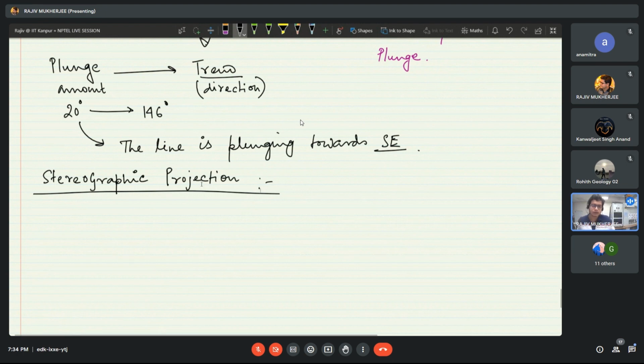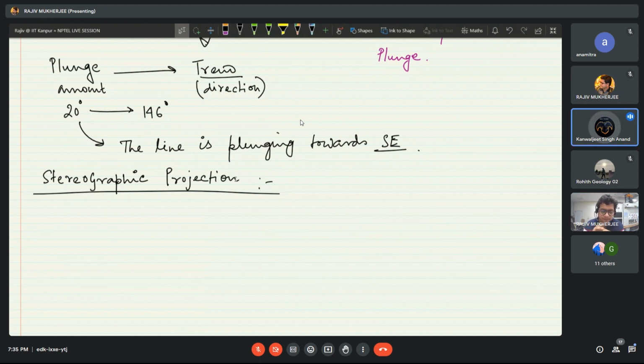So before going to stereographic projection, I would like to ask everyone: do you have any idea about stereographic projection? Any idea? Just say a few lines. Yes, sir, what is it?